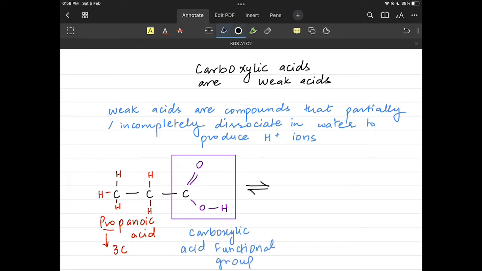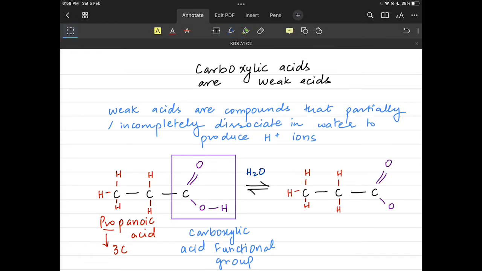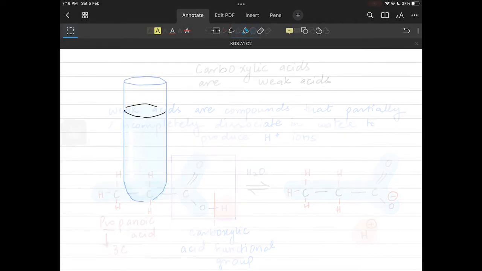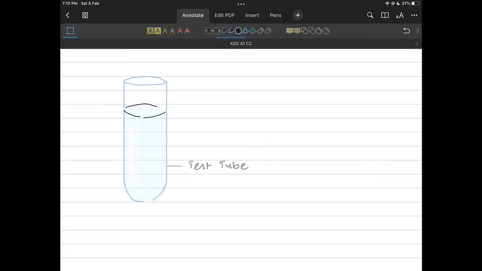When it goes into water, it shows a reversible reaction, and in the presence of water, the carboxylate part becomes separate and the H becomes separate. H gets a positive charge and then the rest of the molecule gets a negative charge. So that's dissociation. The OH bond is breaking down. So H is released as a hydrogen ion, and then the rest of the molecule, the entire oxygen part, carbon chain part, this is the negative ion. We call it the propanoate ion. Propanoate, ethanoate, depending on the acid.